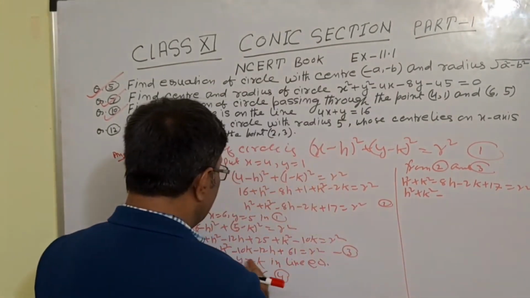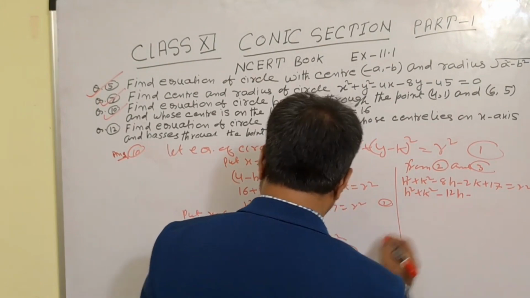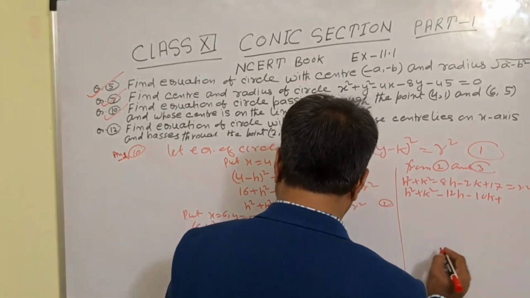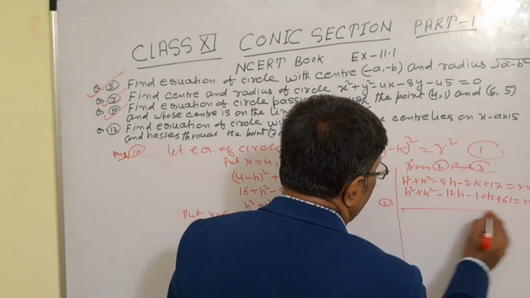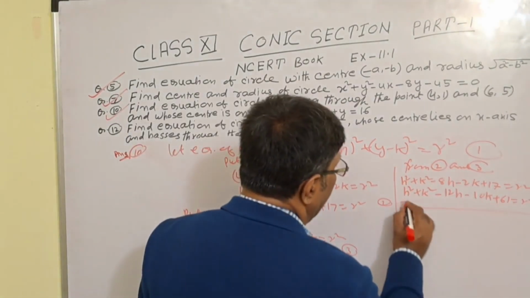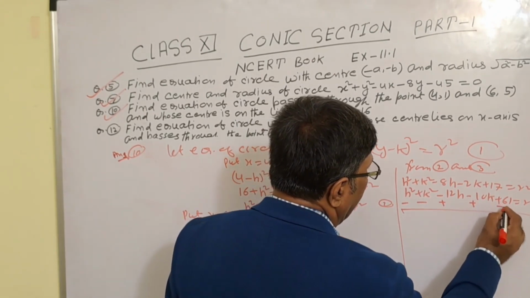So first we write h, so this is minus 12h and minus 10k and plus 61, and this equal to R square. So when we subtract these two equations, the sign will change. So this is minus, minus, plus, plus, minus, minus.